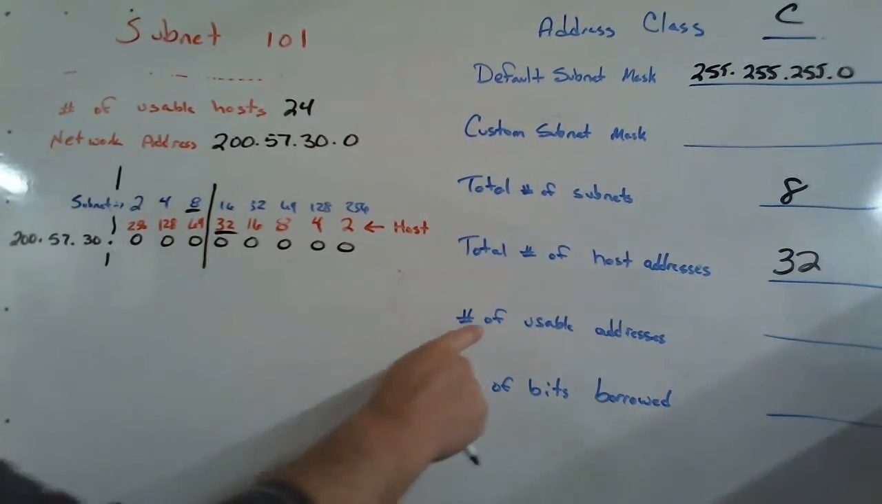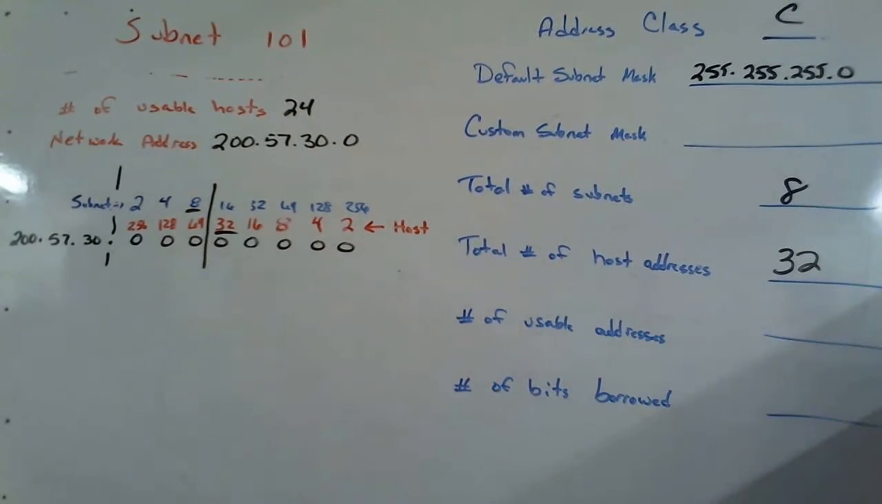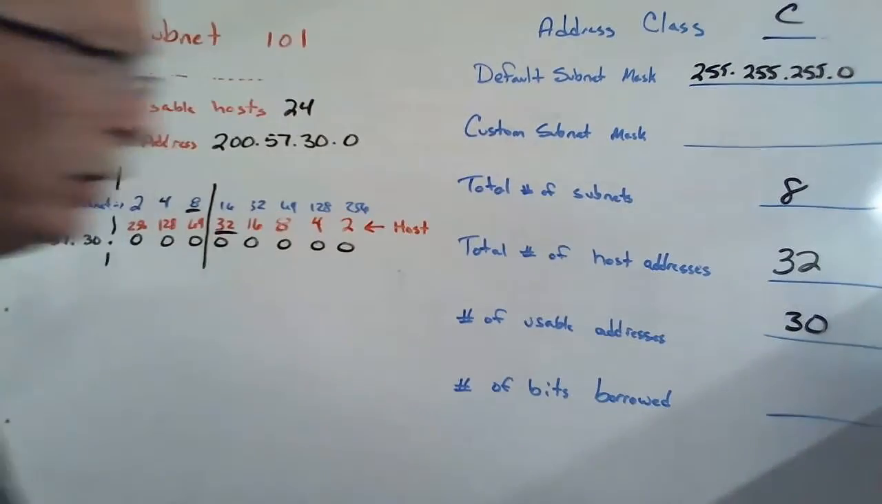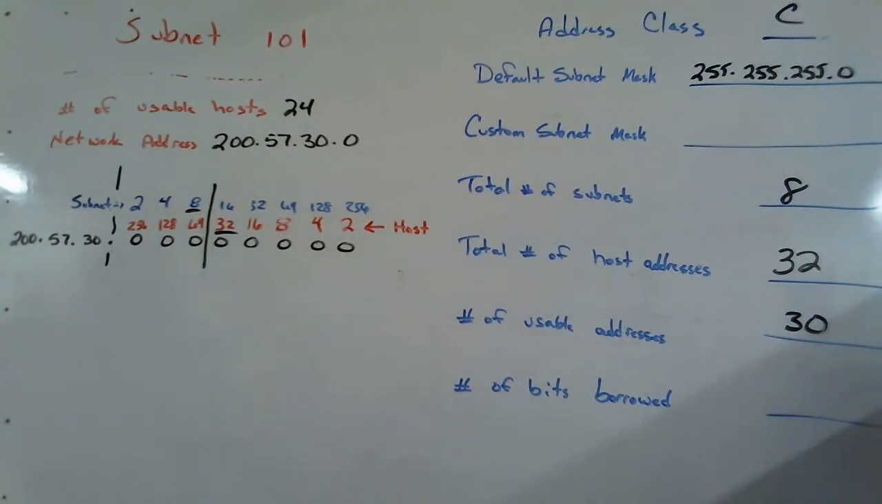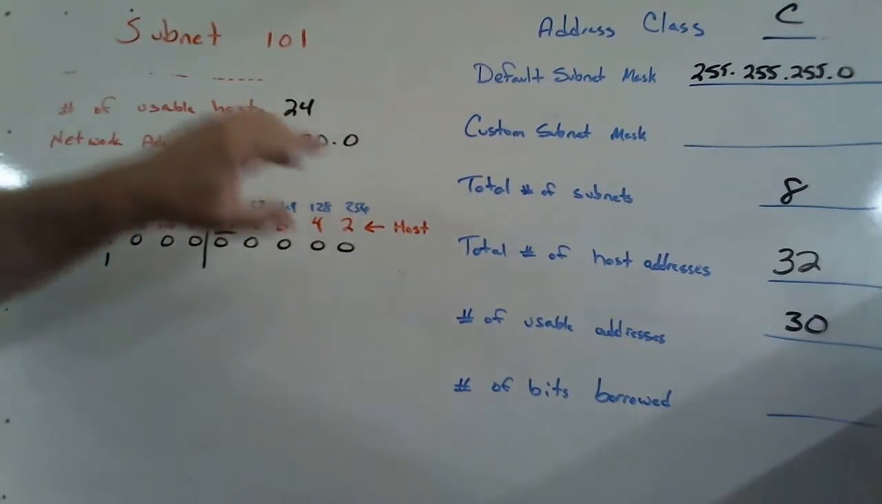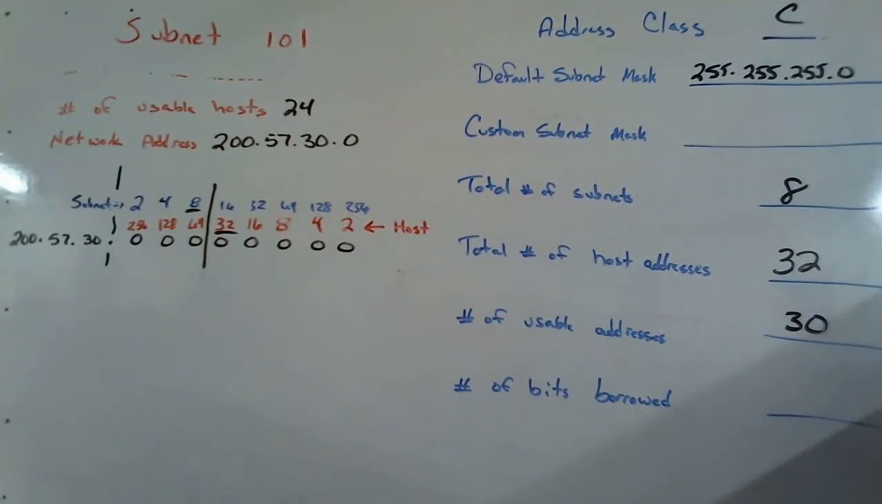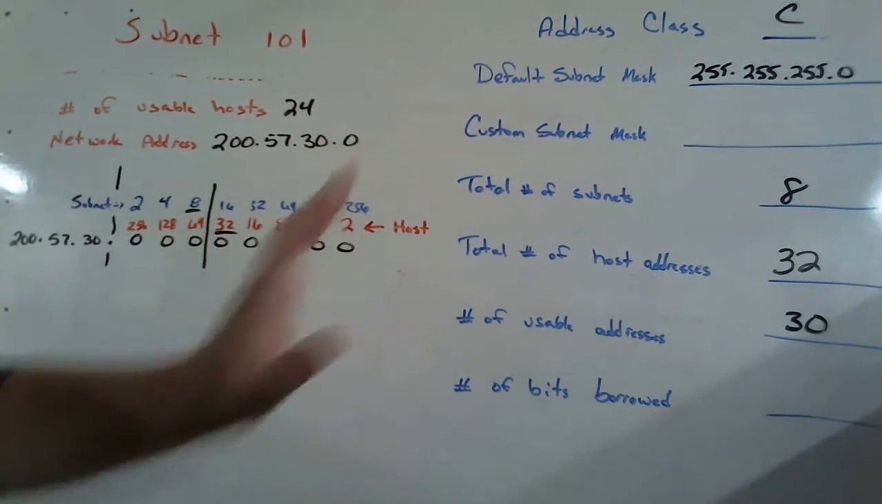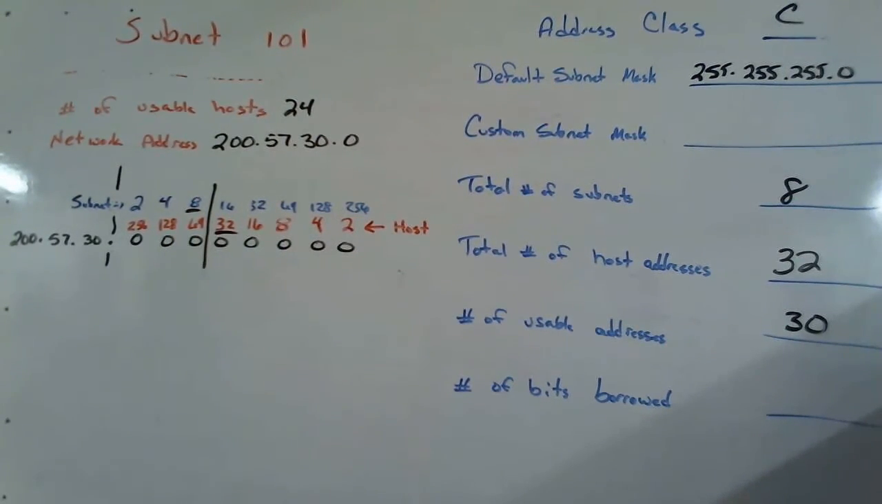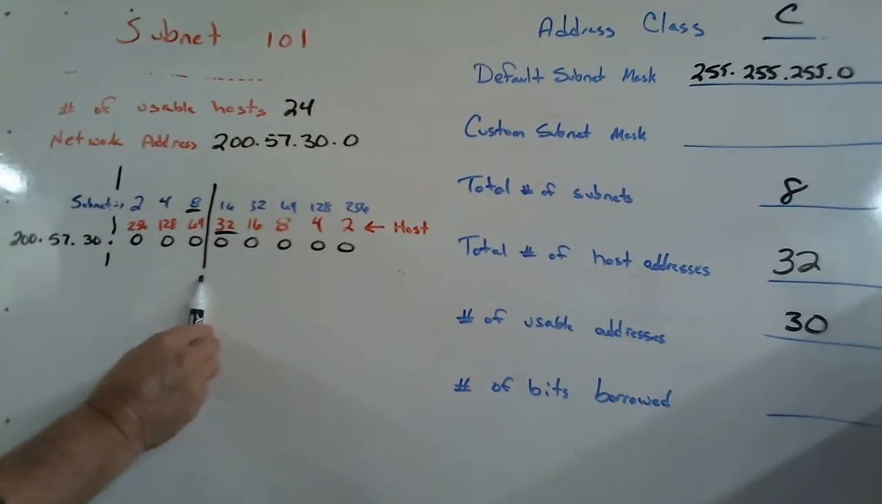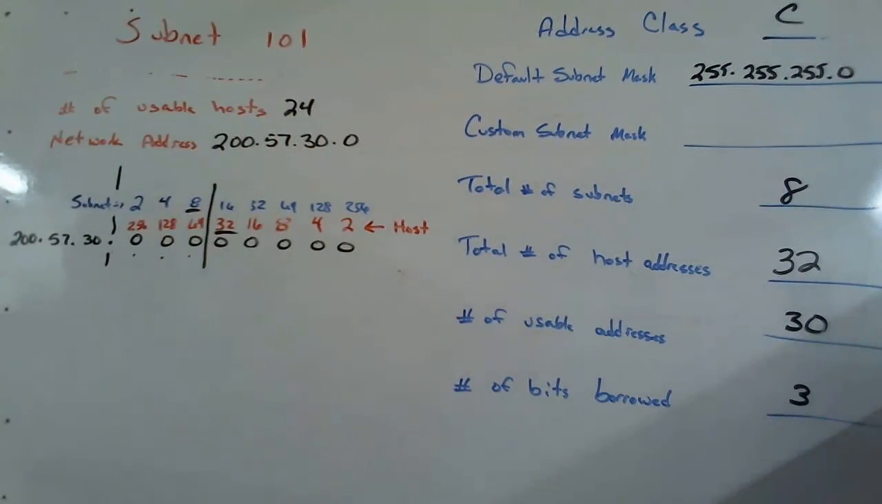The next thing we're asked is, what is the number of usables? Remember, you cannot use the first number, you cannot use the last number. So if we subtract 2 from 32, that leaves us with 30. We have 30 numbers. How many numbers do we need? 24. So we're in great shape. We're going to have 6 left over for growth if we ever need it, but it matches our criteria. The next question is, how many bits did we borrow? How many zeros are there between the original line and the new line? 1, 2, 3 of them. So we have borrowed 3 bits.